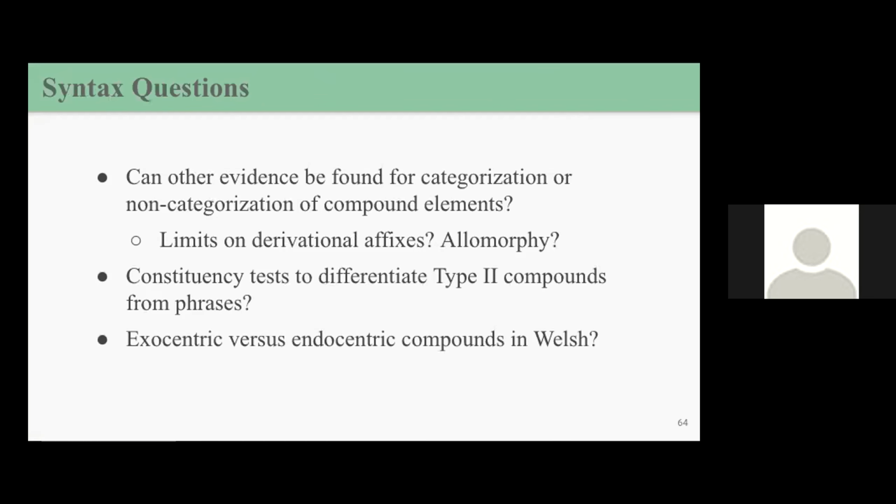So for instance, what other evidence can be found for categorization and non-categorization? Are there limits on where derivational affixes can go? I've seen them on the heads, but never on the roots or the non-head elements. So that could be evidence against categorization of the non-head elements. There are some questions about allomorphy selection. And then also, how do we differentiate type 2 compounds from phrases? Need to work on some constituency tests to look at that. And then there are also questions in DM about looking at exocentric versus endocentric compounds, so compounds with heads and compounds without heads. And how would those different approaches work in Welsh? Because some are compatible and some not.